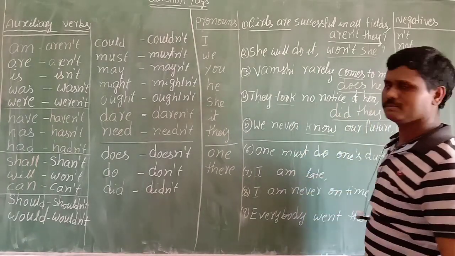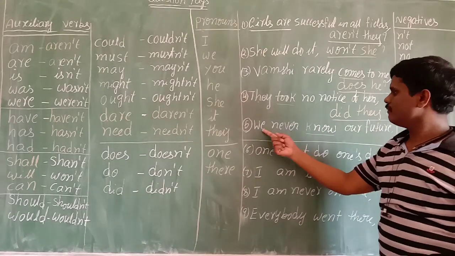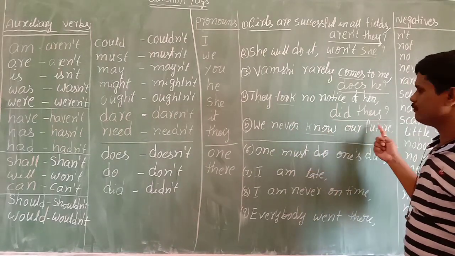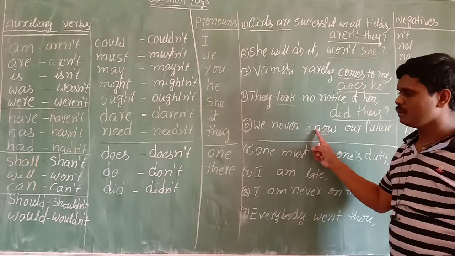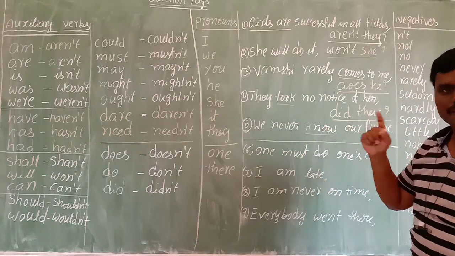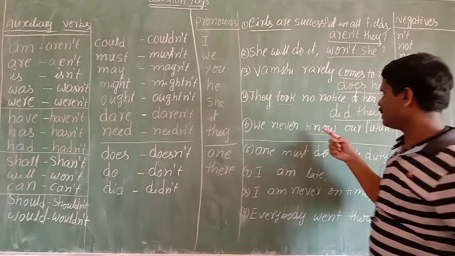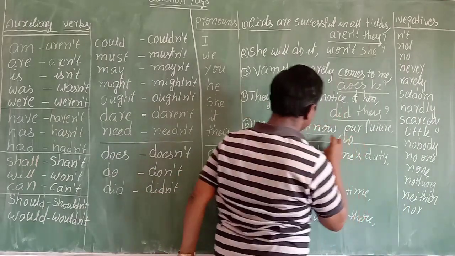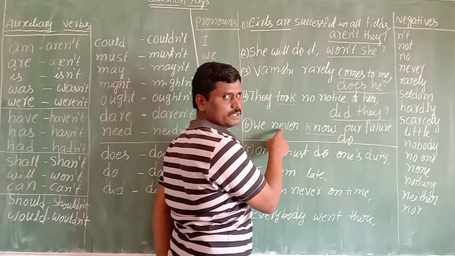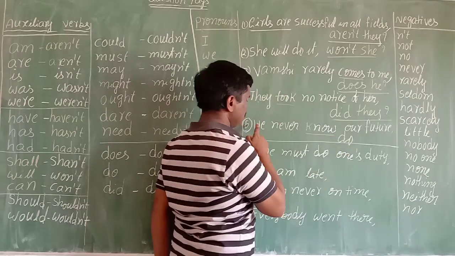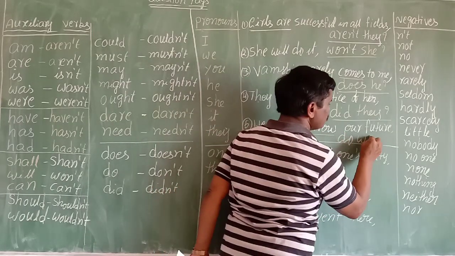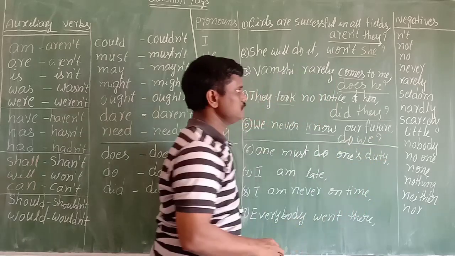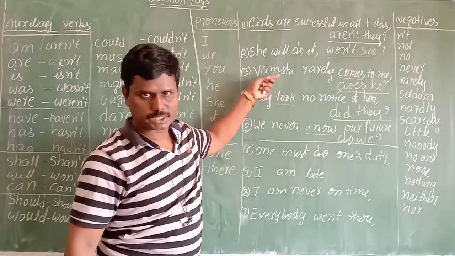This is very easy. Now see, we never know our future. Know, knew, known: verb 1. Verb 1 means do. Here already never is a negative word, so no contraction. So the answer is do we. Friends, these three are very, very important.